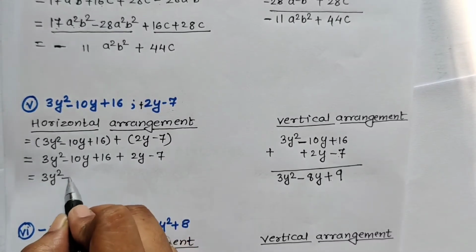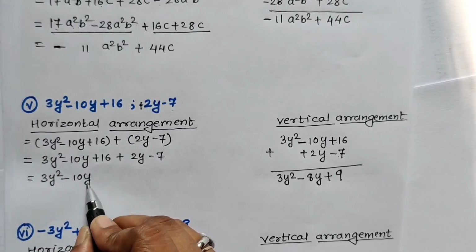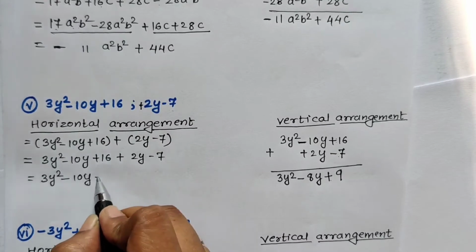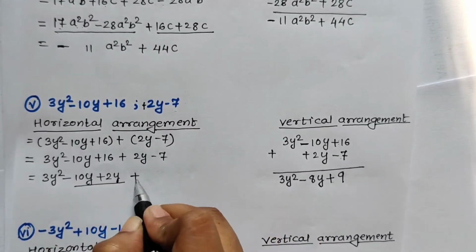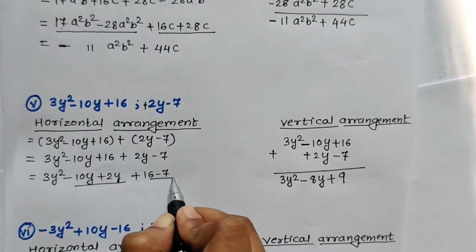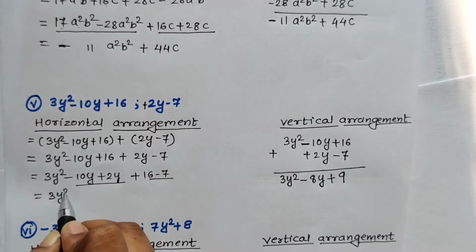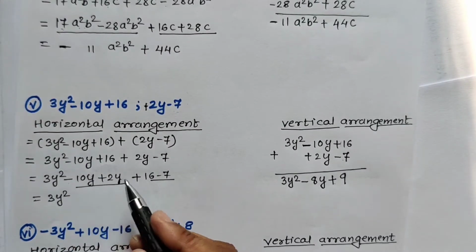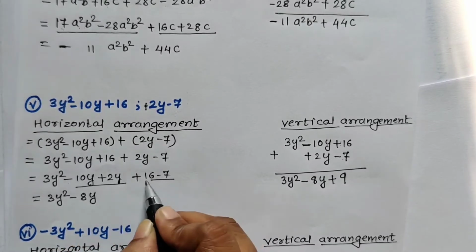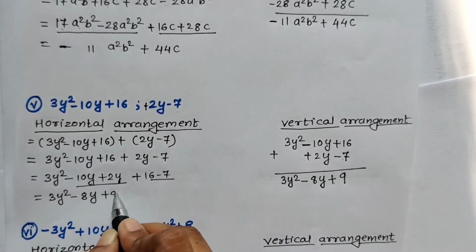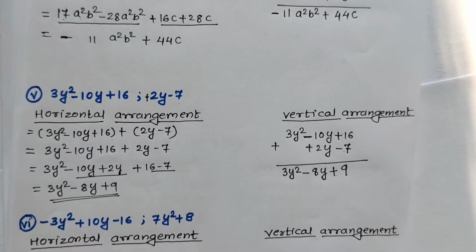After that we write minus 10y. Minus 10y means it is y term. So y term is plus 2y here. These two like terms we write together. Then plus 16 and minus 7, these two constant terms we write together. 3y square is the single term we write as it is. Plus 10 minus 2. Plus 10 minus 2 is minus 8y. Plus 16 minus 7 is plus 9. So in this way we are getting the same answer again and again, as you all can see.